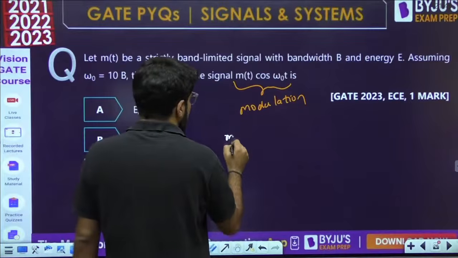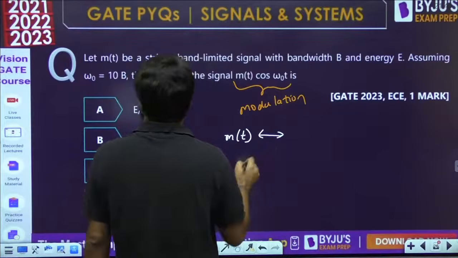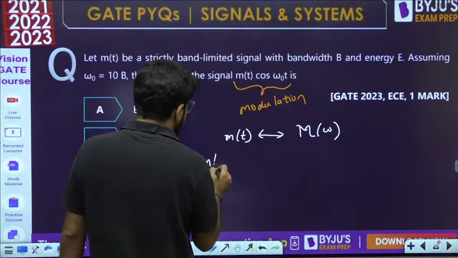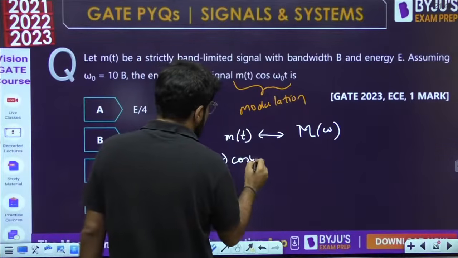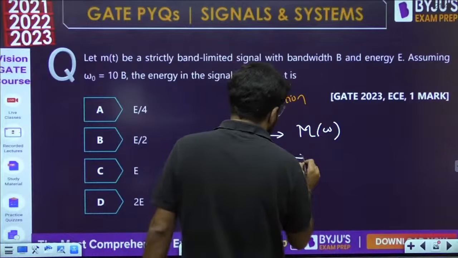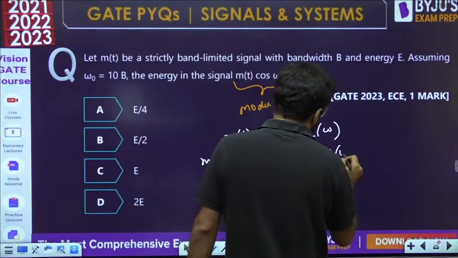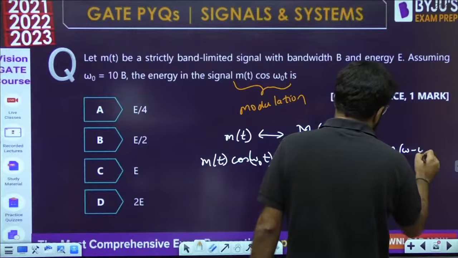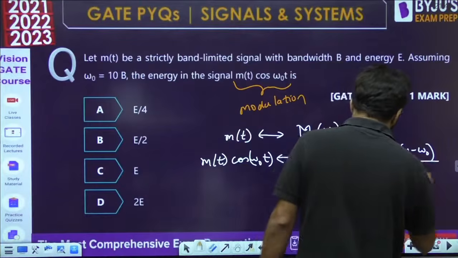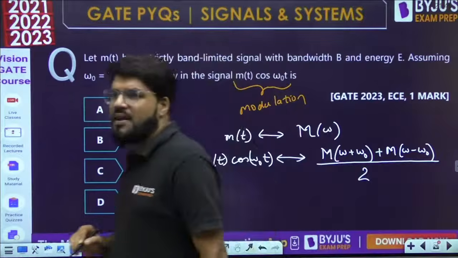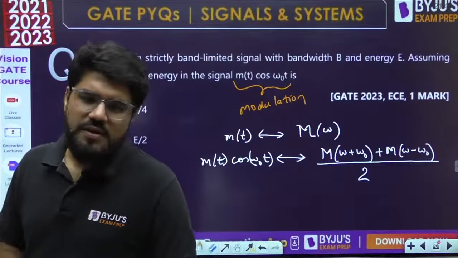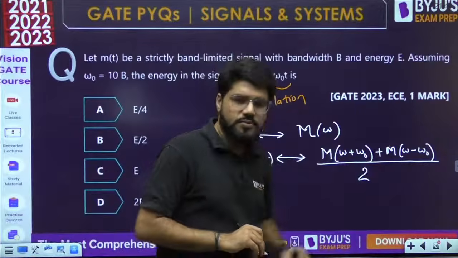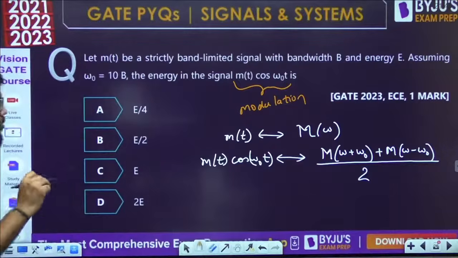If there is a signal m(t) having some Fourier transform M(omega), then m(t) multiplied by cos omega naught t has the Fourier transform M(omega plus omega naught) plus M(omega minus omega naught), whole divided by 2. Whenever a signal is multiplied by cosine, its spectrum is shifted to higher frequency, centered at plus omega naught and minus omega naught, and the amplitude is divided by 2.